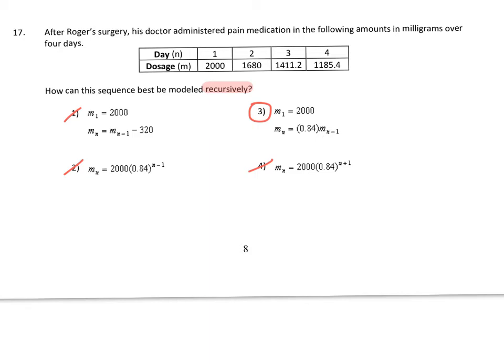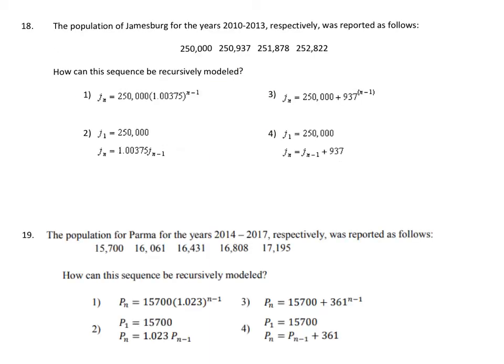This is the rule that helps us get from one term to the next. Okay, number 18, the population of Jamesburg for the years 2010 through 2013 respectively were reported as follows. When they say respectively, they mean this is 2010, 2011, 2012, and 2013. Now, they're asking for, again, a recursive formula. If we're asking for a recursive, we know it has to have 2 sentences to the rule, like choice 2 or 4. So let's cross off choice 1 and 3.